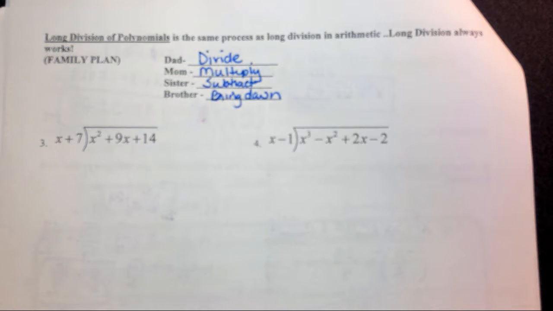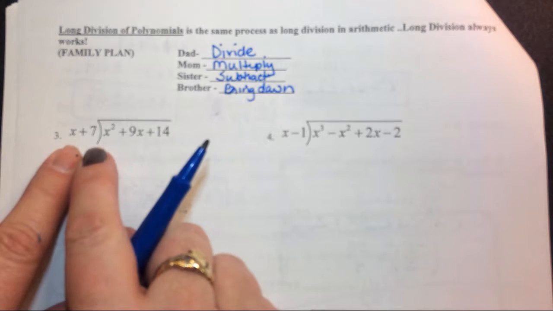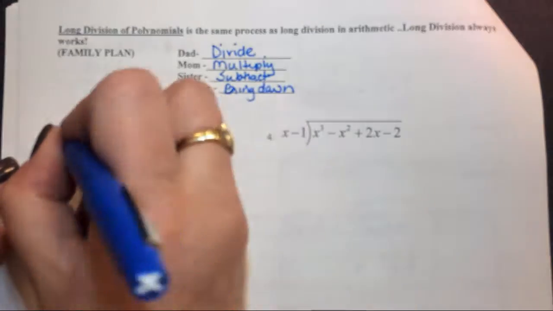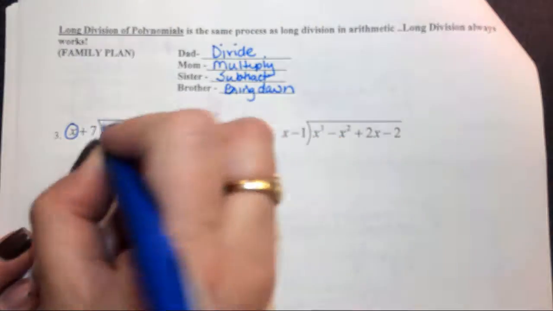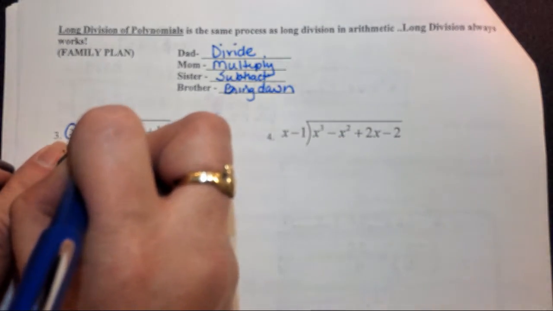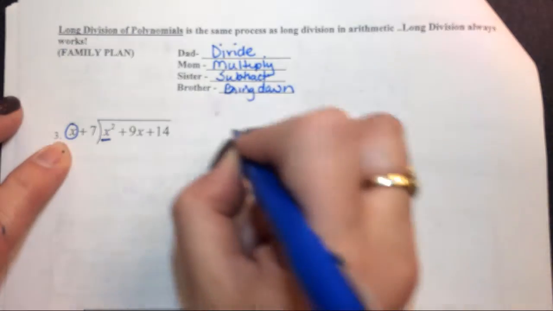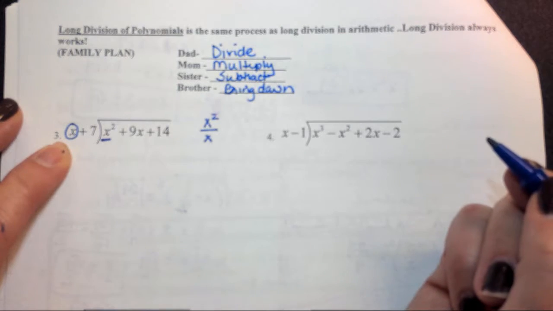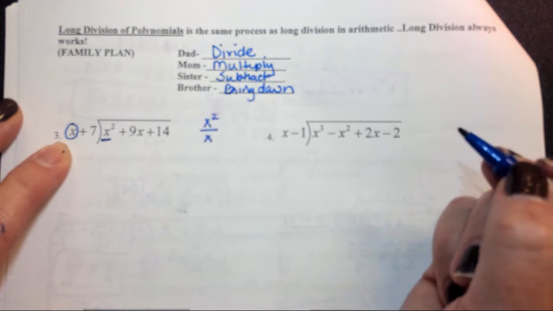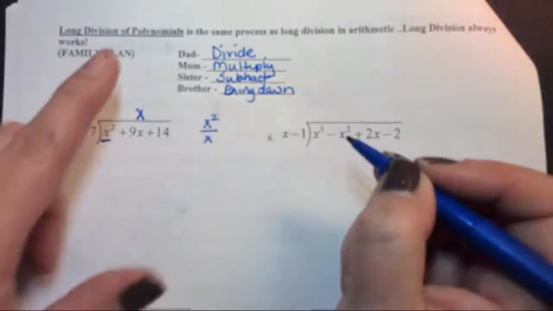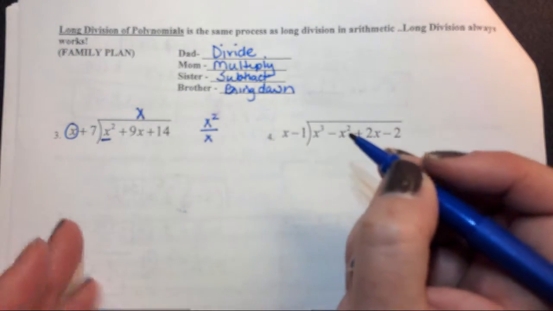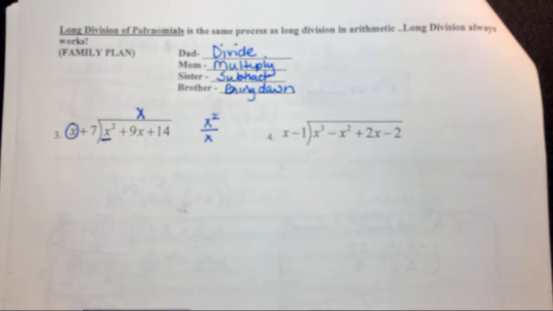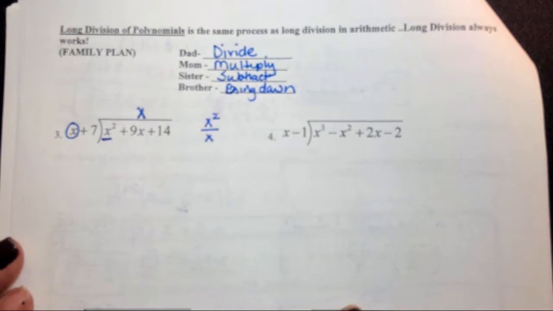Okay? So let's take a look at number 3. I want to take x plus 7 and divide it into x squared plus 9x plus 14. So you always work with the first terms. I'm going to take x and divide it into x squared. So what is x squared divided by x? X squared divided by x is x. And I always like to keep my like terms lined up when I do long division. So I'm going to place my x over the 9x. I like to keep all my x squares lined up, all my x's lined up. Keep your work lined up.